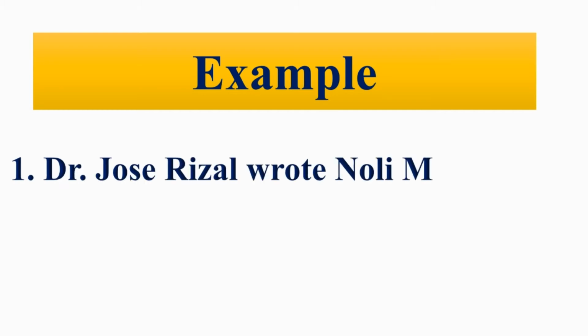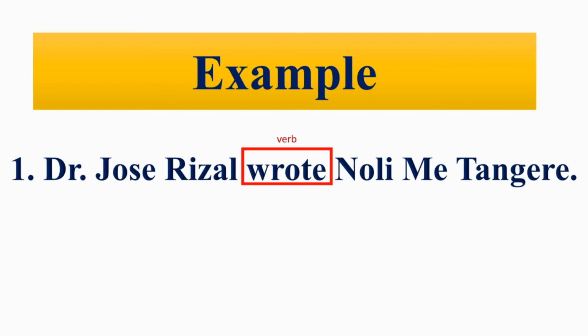For this example, Dr. Jose Rizal wrote Noli Tangere. Noli Tangere is one of Dr. Jose Rizal's greatest novels. Now from this example, we're going to identify first the verb. What is the verb in this sentence? Dr. Jose Rizal wrote Noli Tangere. Very good. Wrote. That is our verb. After you identify the verb in the sentence, you now start asking the question who or what.